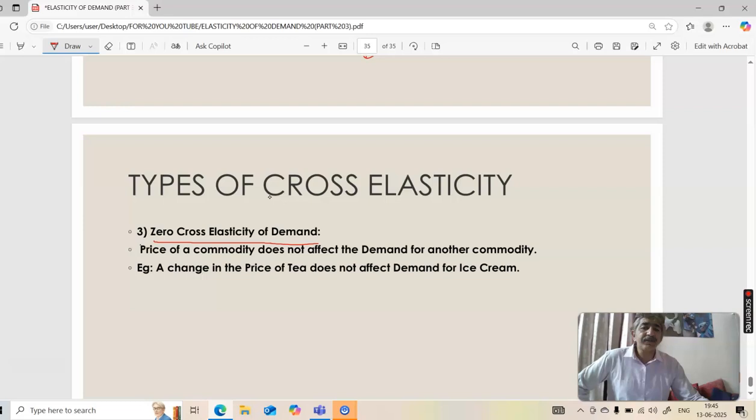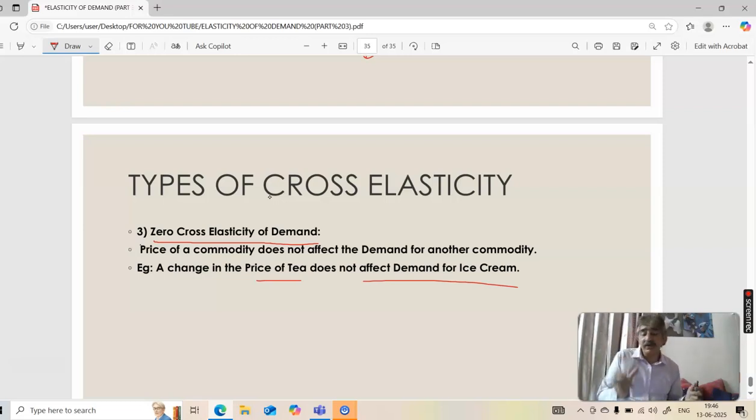Example, a change in the price of tea does not affect demand for ice cream. See, it's not like that. Tea and ice cream are not substitutes. Tea is a hot beverage, ice cream is cold. So you don't use one thing for the other. Okay. So neither are they substitutes nor complementary.